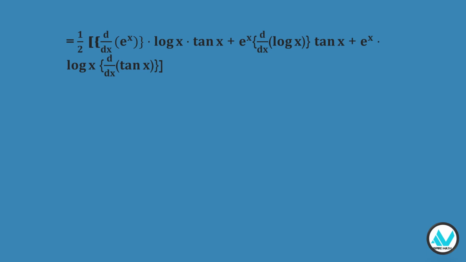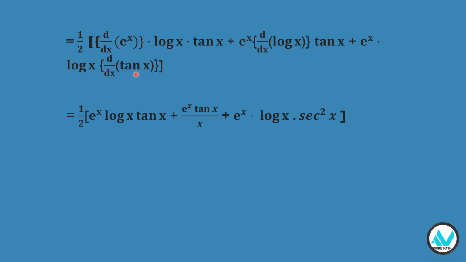Now let us apply the formula. Half into d by dx of e power x into log x tan x. Here my e power x is nothing but my f of x. Plus e power x into d by dx of log x into tan x. Here log x is nothing but my g of x. Plus e power x into log x d by dx of tan x. Here my tan x is my h of x.